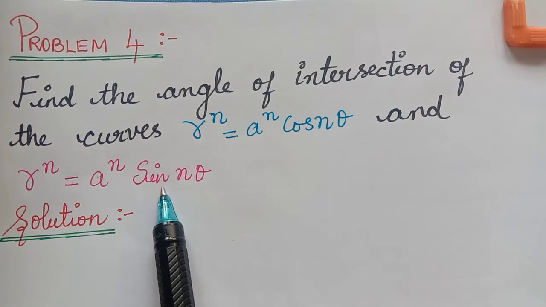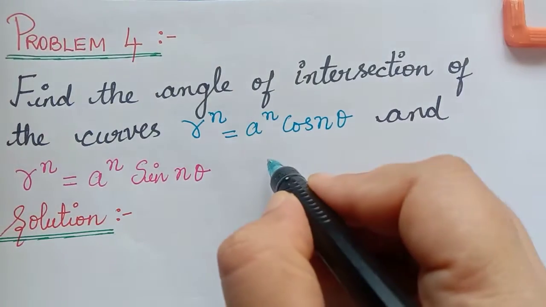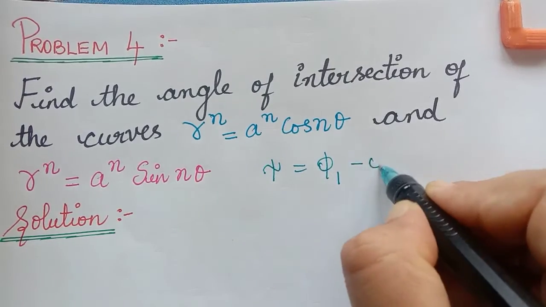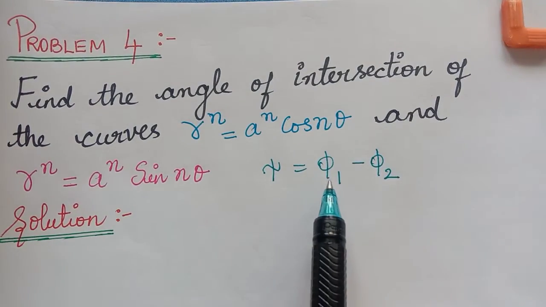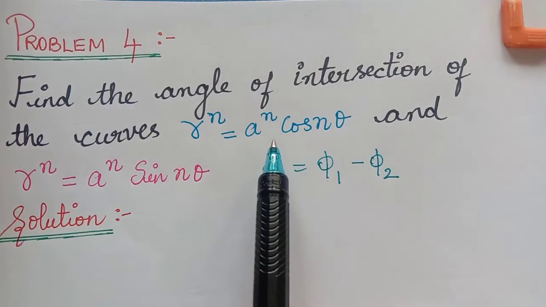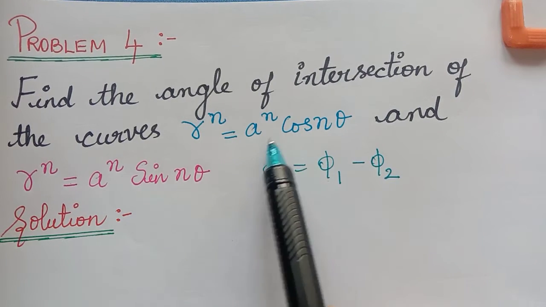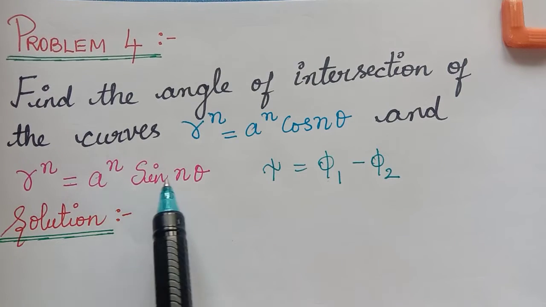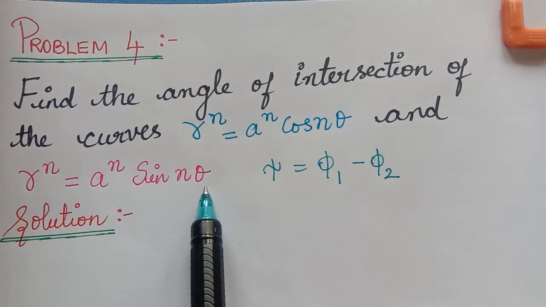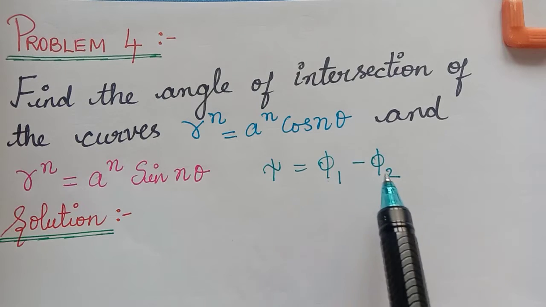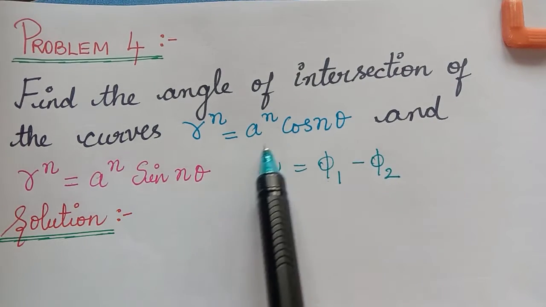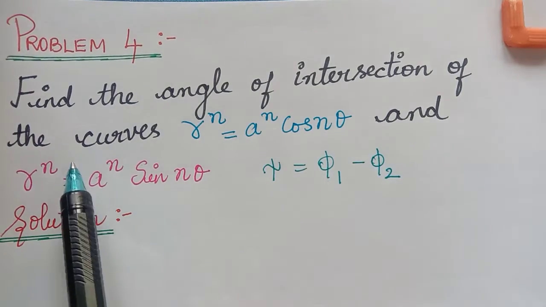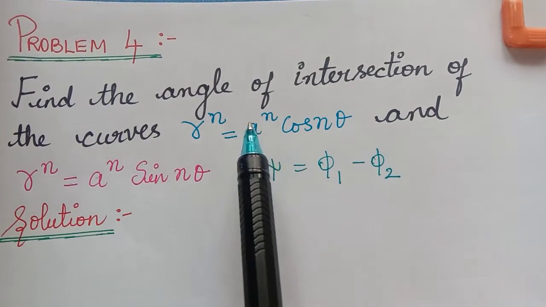Now in order to find the angle between these two curves, we know that ξ is given by φ1 minus φ2. Here φ1 is the angle between the radius vector and the tangent of the first curve. Similarly, φ2 is the angle between the radius vector and the tangent of the second curve. So we need to find φ1 and φ2 separately and substitute in order to find ξ, which is the angle of intersection of the two curves. So let us do that now.